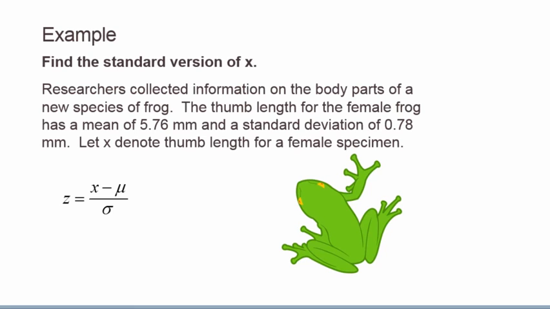z equals the data point minus the mean divided by the standard deviation. To create the standardized version of x, we want to create a formula that we can substitute our data into. So we want to leave x alone and just replace the mean and the standard deviation with what they equal for this data set. So z will equal x minus 5.76 divided by 0.78. Now that we have this, we can go on to other examples where we use our data.